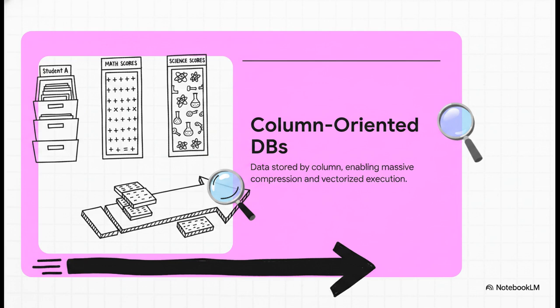By reading only the specific data you need and utilizing techniques like vectorized execution and late materialization, column-oriented databases absolutely crush traditional row stores when it comes to analytical OLAP workloads.